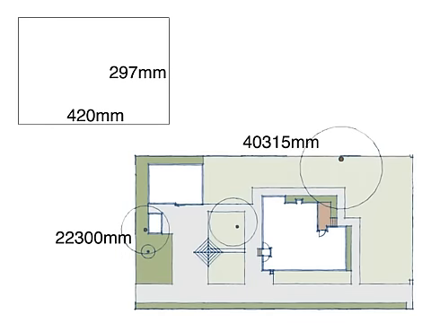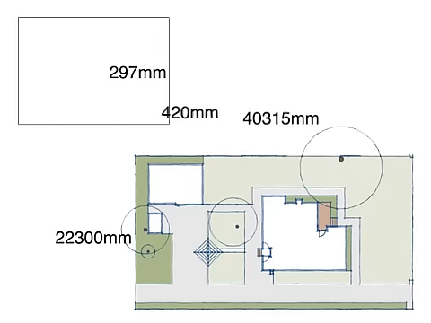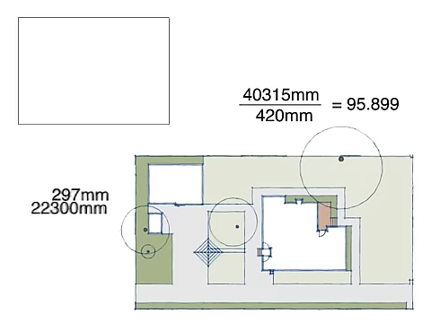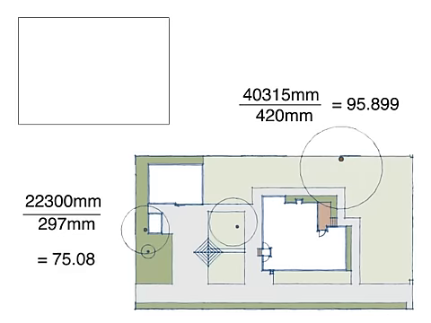The section we are using in this example is 40.315 meters long, or 40,315 millimeters. It is 22.3 meters wide, or 22,300 millimeters. You need to keep the units of measure the same when doing this calculation, so we will use millimeters. If we divide the length of the section by the length of the piece of paper, we get 95.988. In other words, if we used a scale of 1 to 96, it would just fit on the piece of paper lengthwise.